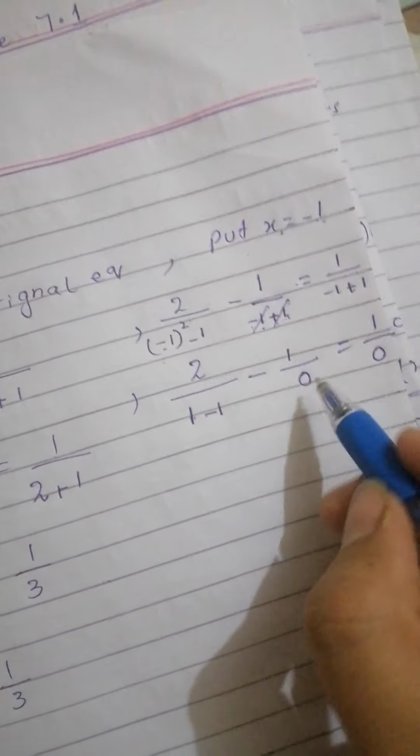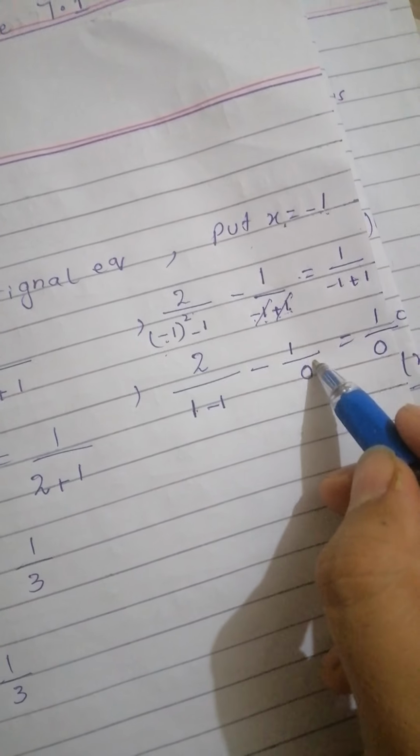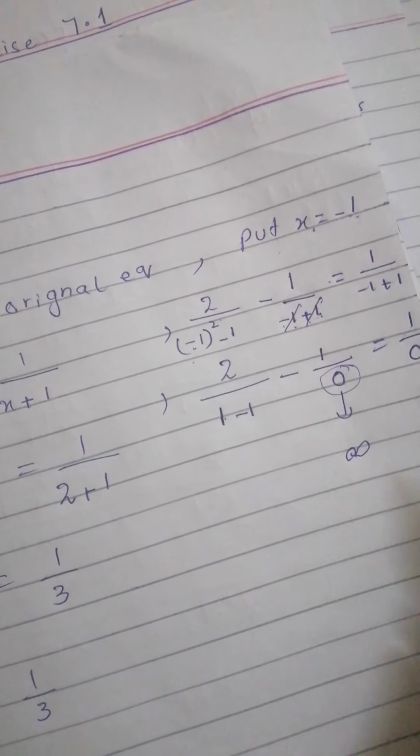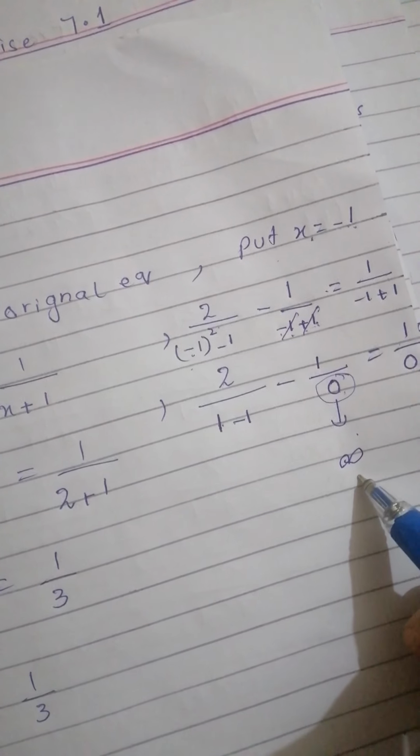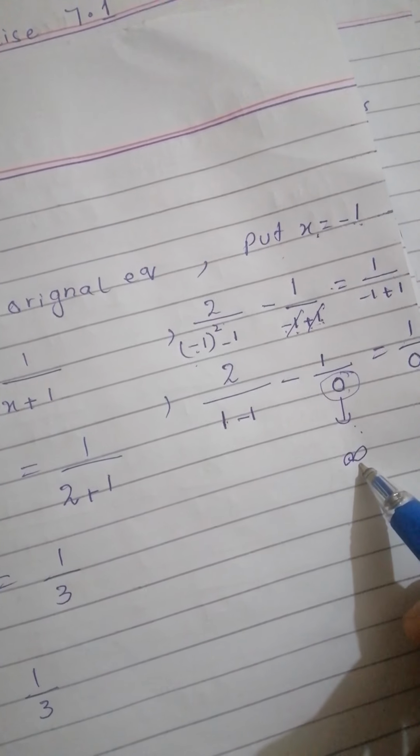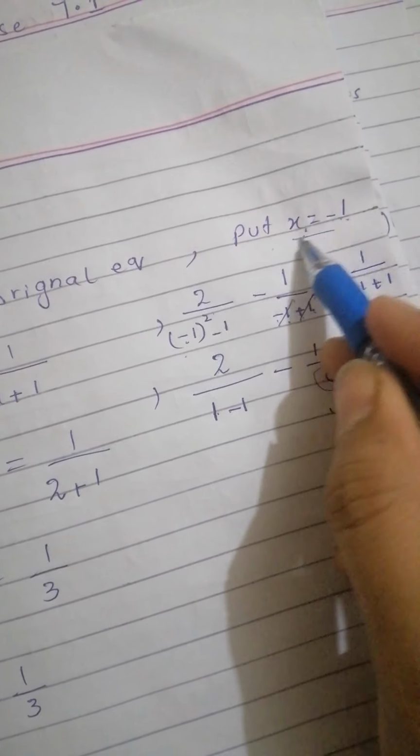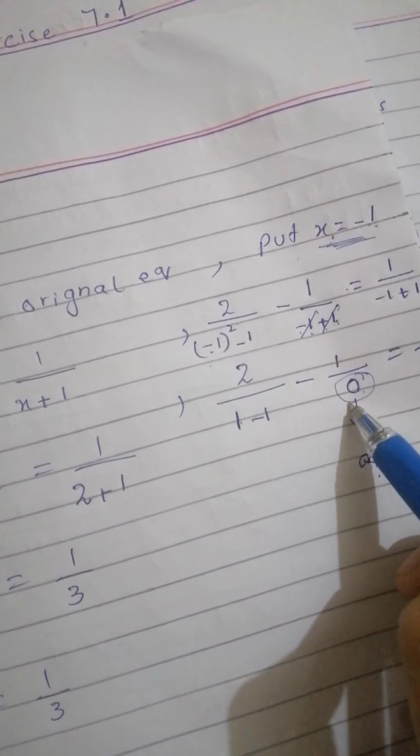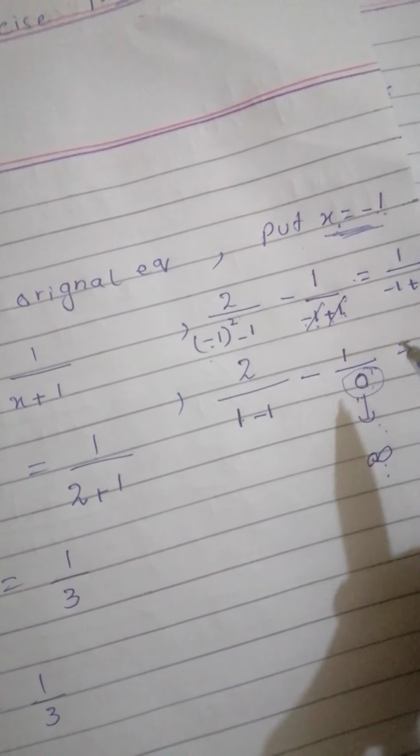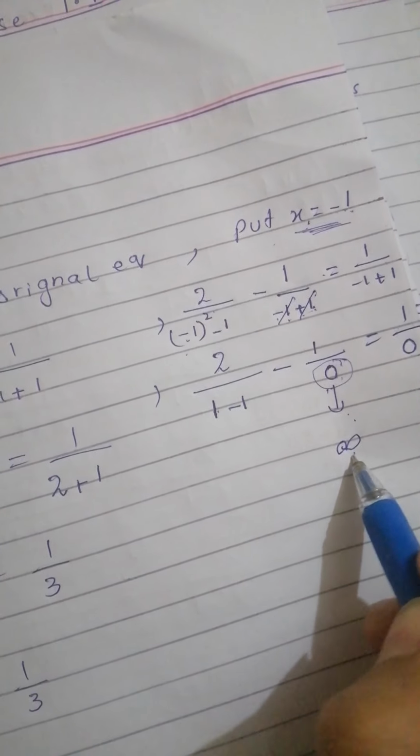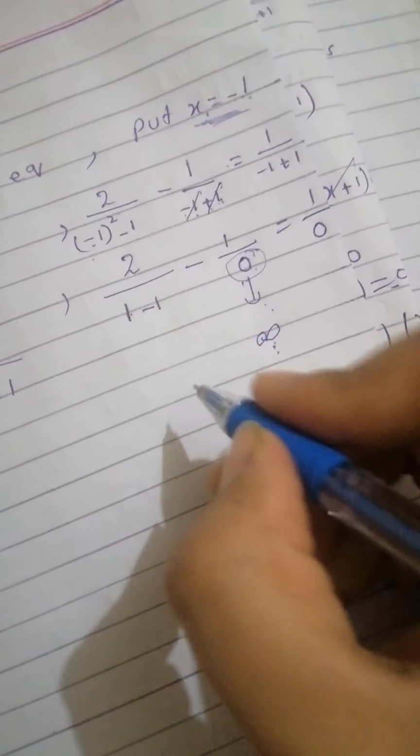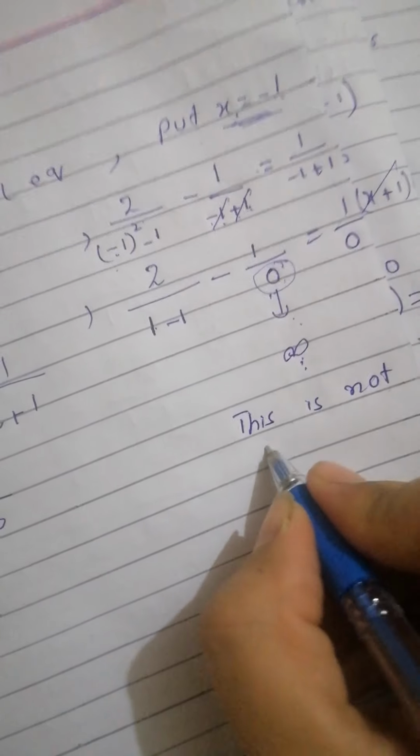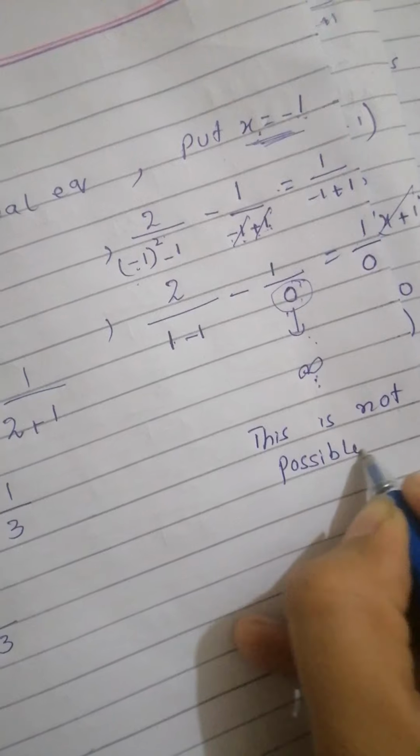And you must remember that in mathematics, whenever you have 0 in the denominator, this term becomes undefined, infinity. 1 by 0 is undefined, right? 1 by 0 means infinity, which is an undefined term. It means this solution is not possible. 1 by 0 is not possible. Whenever you have 0 at the denominator, your answer will be undefined, and you can say that term is infinity, right? So this is not possible.